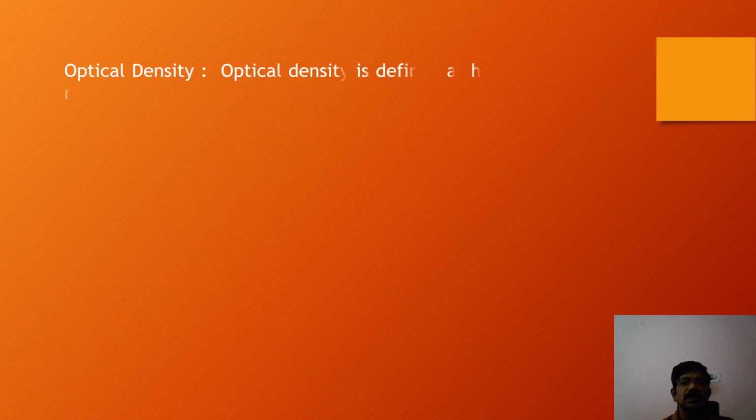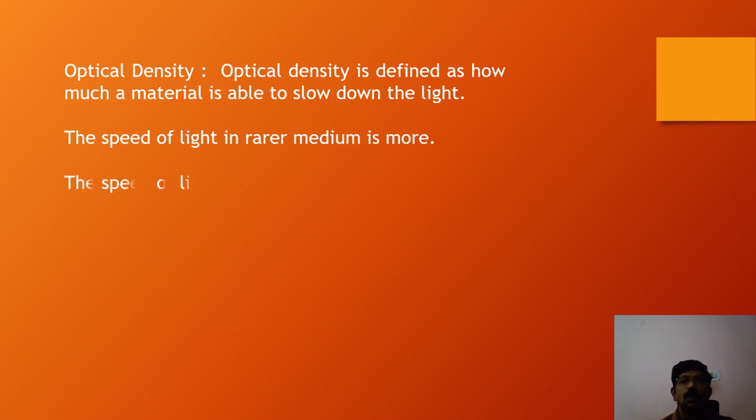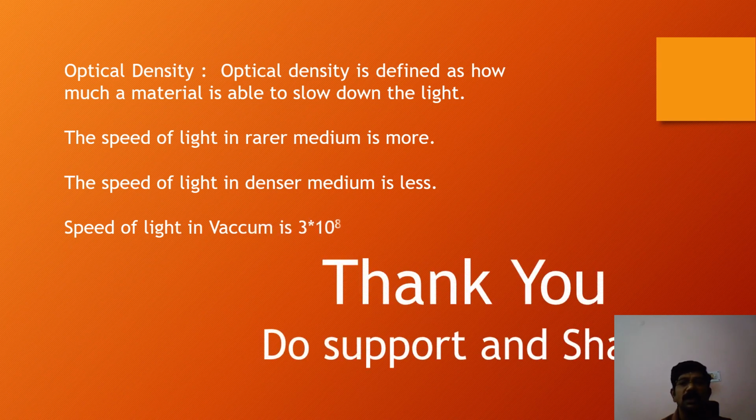Now, let us discuss optical density, denser medium and rarer medium. What do you mean by optical density? Optical density is defined as how much a material is able to slow down the light. See, the normal density in the case of materials, mass per unit volume, is known as density. Are you clear about that one? Here, optical density is different. Optical density is defined as how much a material is able to slow down the light.